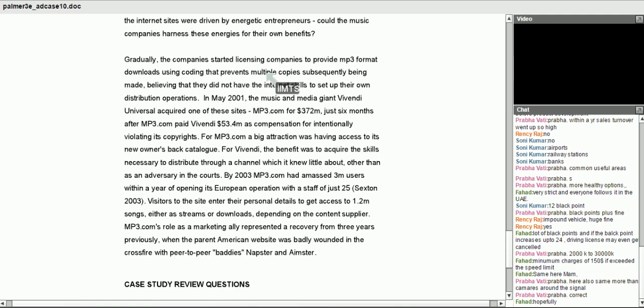Now gradually the companies started licensing companies to provide MP3 format downloads using coding that prevents multiple copies subsequently being made, believing that they do not have the internet skills to set up their own distribution operations. So in May 2001, the music and media giant Vivendi Universal acquired one of these sites, and just 6 months after, mp3.com paid Vivendi this much as compensation for intentionally violating its copyrights. So it's now getting a little technical.